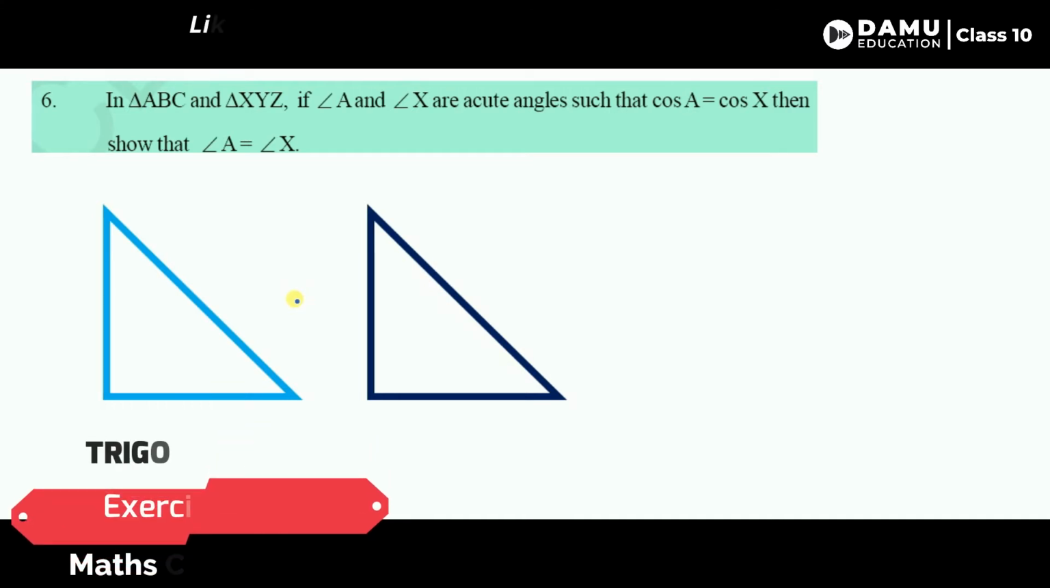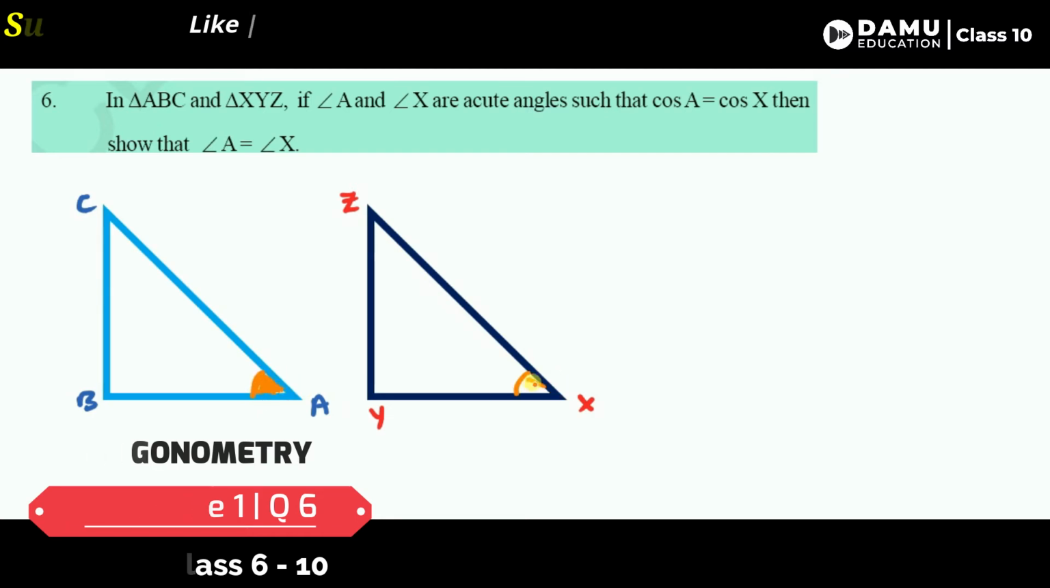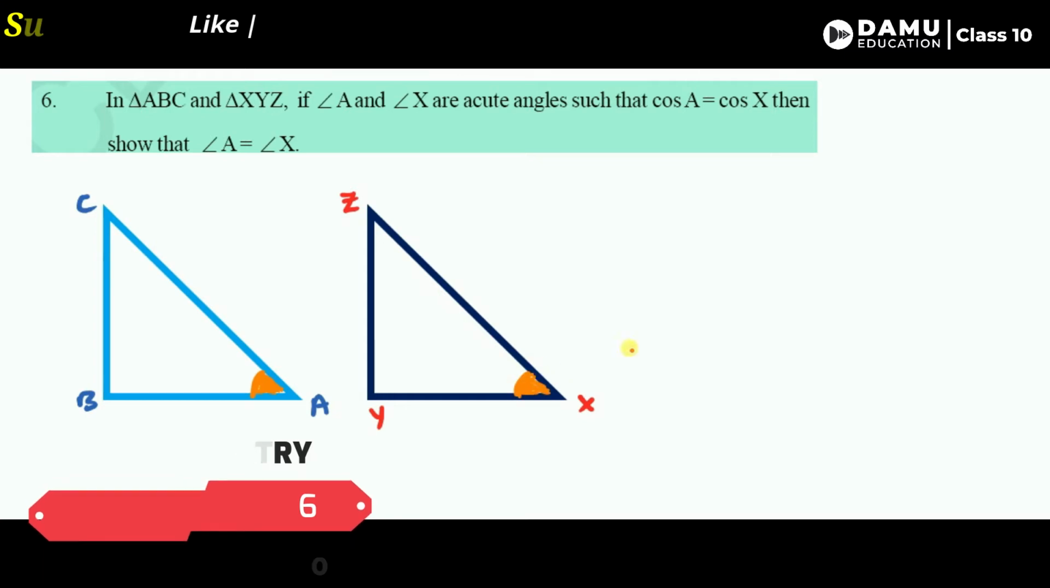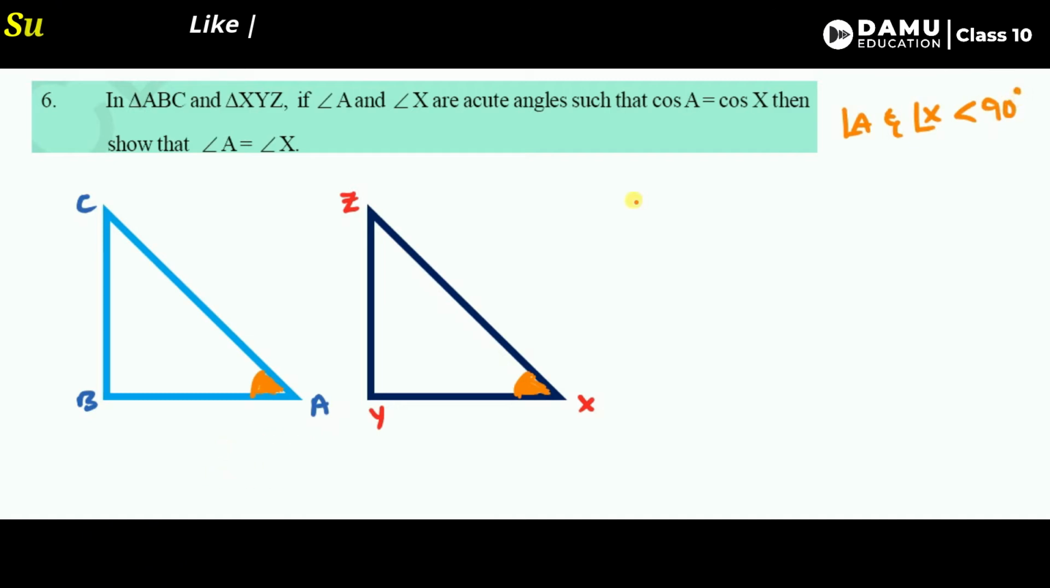In this session, we are going to discuss our sixth question. In triangle ABC and triangle XYZ, angle A and angle X are acute angles, that is, these angles are less than 90 degrees, such that cosine A is equal to cosine X. Then show that angle A is equal to angle X.